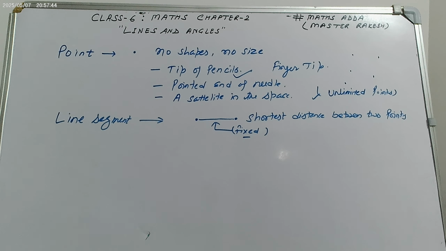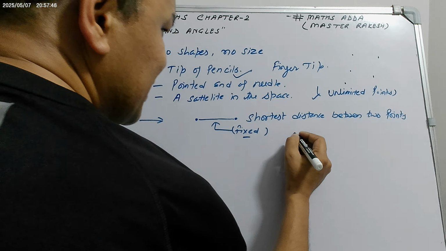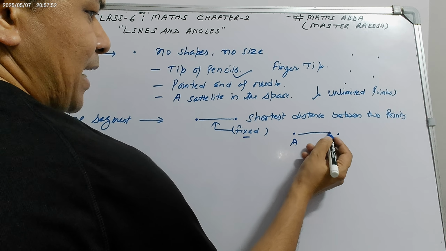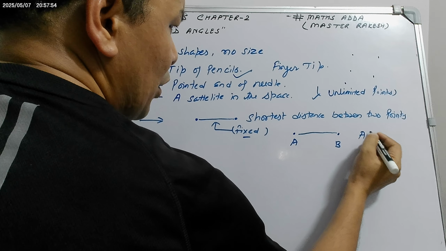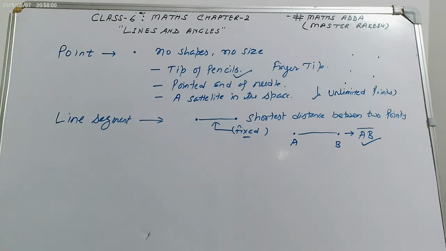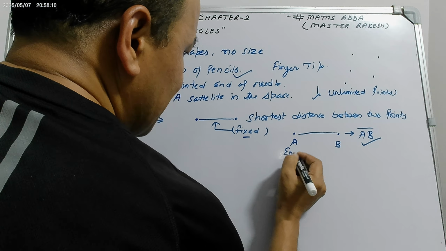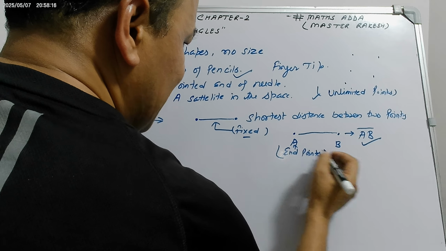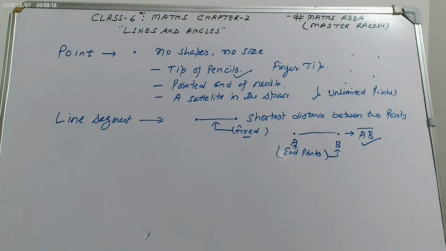So for a line segment, suppose that there are 2 points like this, A and B. If you are joining these 2 points, A to B, you will represent this as AB bar. This is known as a line segment. This is read as AB bar. So these points A and B are called the end points of the line segment. A is an end point, B is also an end point.